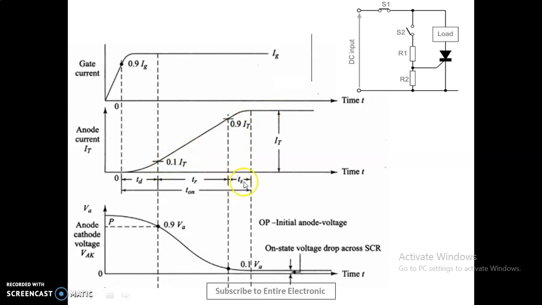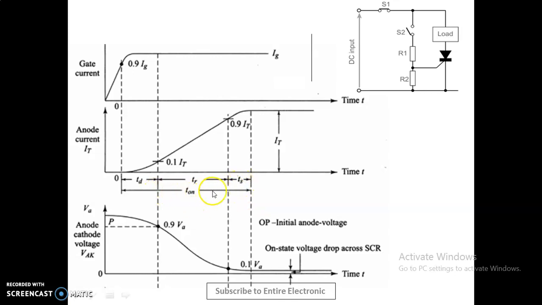Now this time is the plasma spreading time, in which anode current or forward current increases from 90% to 100%, that is its final value. What is plasma spreading time? Plasma spreading means the current carriers, that is electrons and holes, spread over the lateral area of the SCR. SCR is also a bipolar device, that is, current flows due to electrons and holes. These carriers spread over the lateral area of the SCR, therefore this time is called the plasma spreading time.